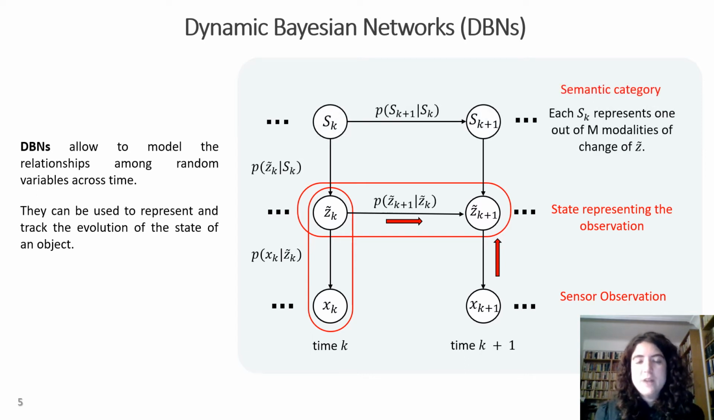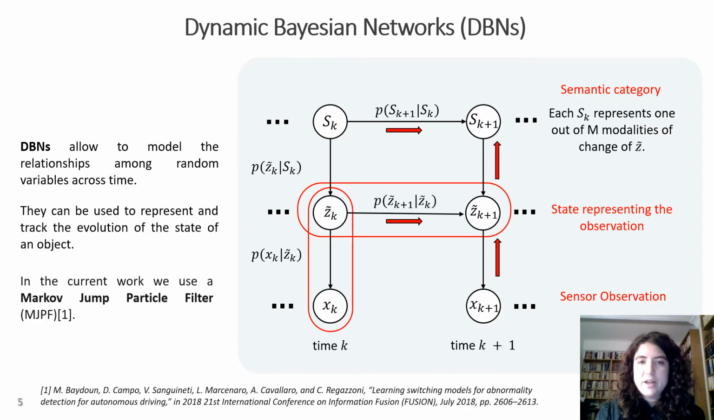Additionally, we can also add some layers to the DBN. In this case, the layer S represents a semantic category, and so each S represents 1 out of n modalities of change of the state Z. Also, in this case, we can compare predictions with messages that we get from the observations to perform anomaly detection. In this work, we use a Markov jump particle filter.